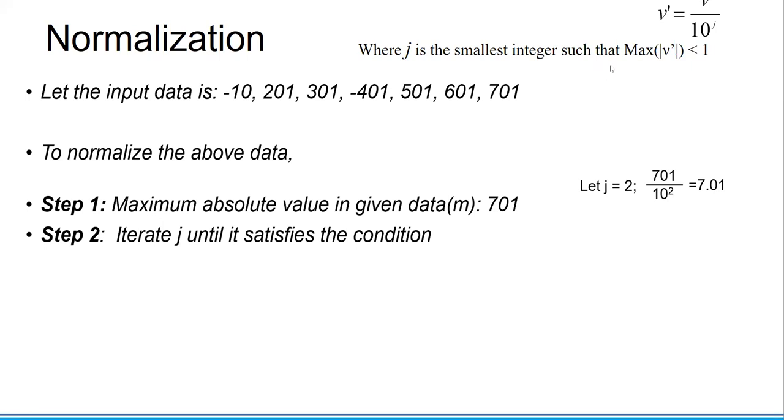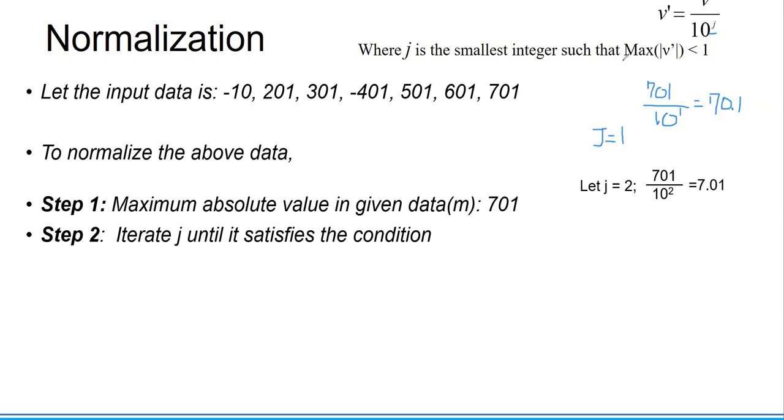So we need to start with j equals 1. What is j equals 1? When j equals 1, the maximum is 701, and we divide it by 10 to the power of j. j is 1, so 10 to the power of 1. It means 701 will be divided by 10, so the result is 70.1.